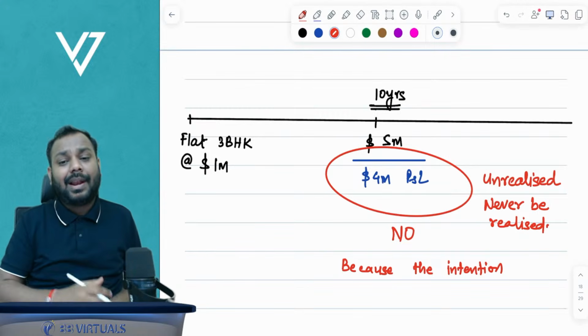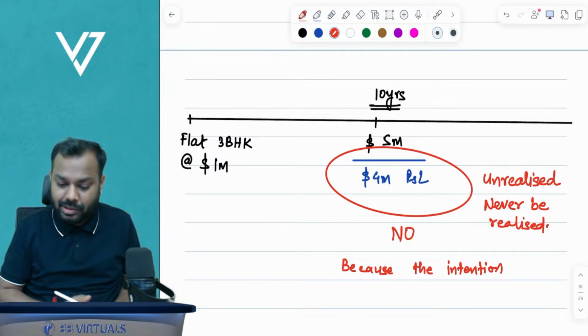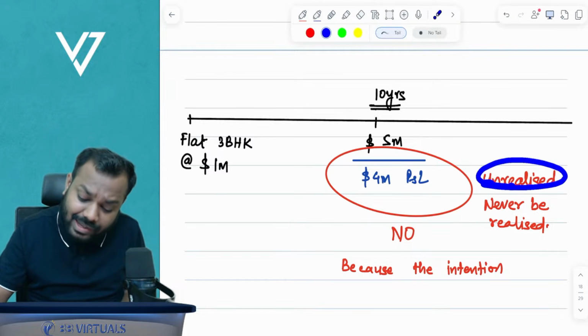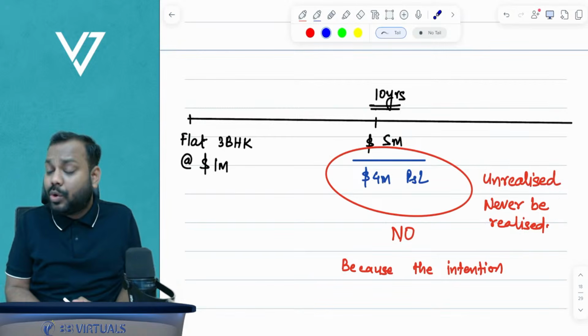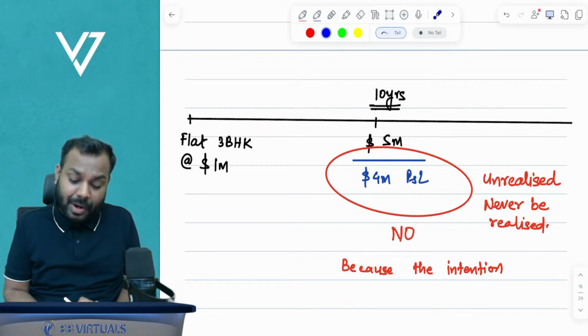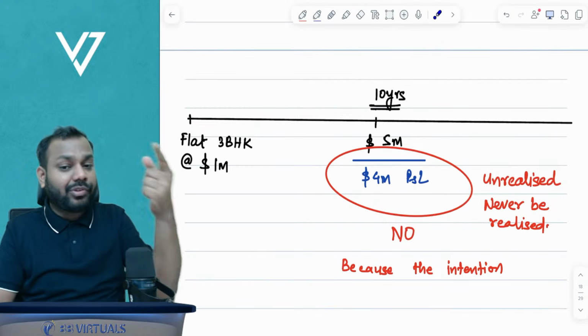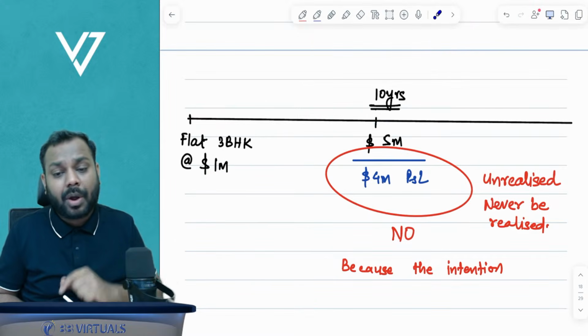It will never be realized. That's the challenge. The challenge is it will never be realized. Can we record this gain in P&L? No, we cannot. But if the entity follows a revaluation model, they will have to show the property at 5 million.